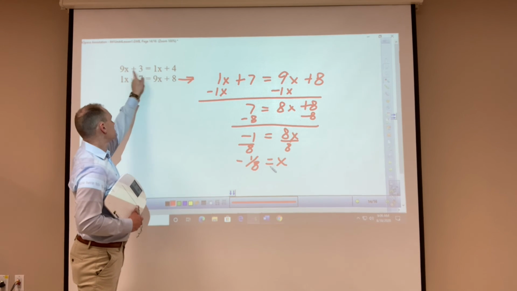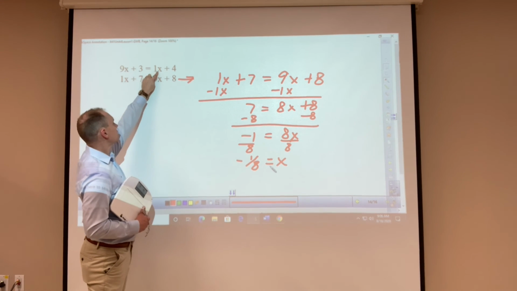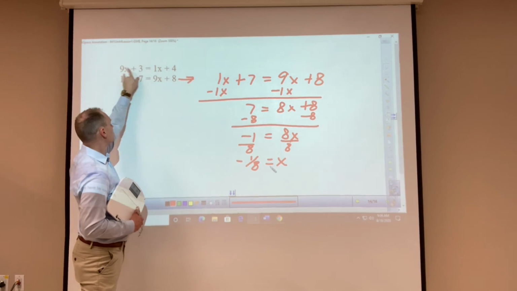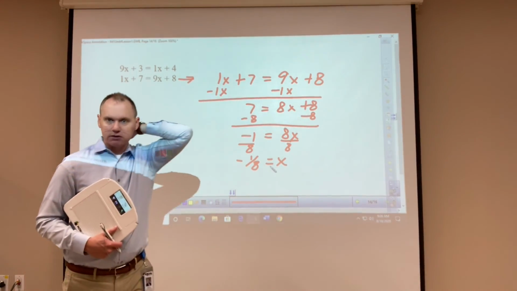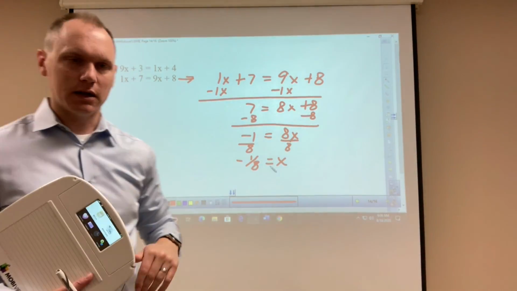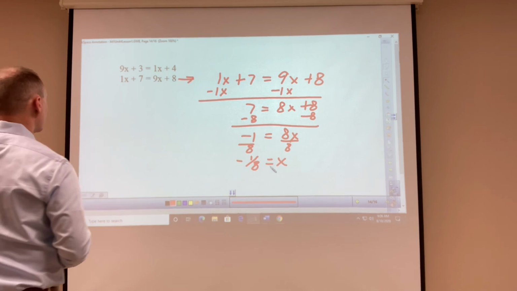Notice it's going to end up being the same thing because we subtract 1 on both sides, give us 8x. So we're going to end up dividing by 8 again and getting 1/8.